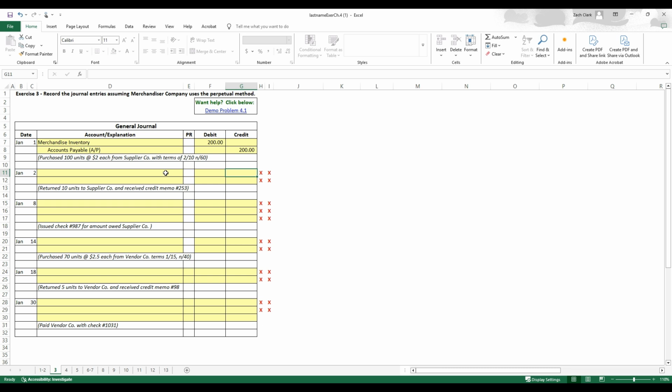Okay, then we return 10 units to supplier company and received a credit memo. So we're essentially just going to do a reversal. I'm going to make sure we pick the right account. Merchandise inventory goes down, accounts payable goes down, and we're doing 10 units at $2 a piece. So that's $20.